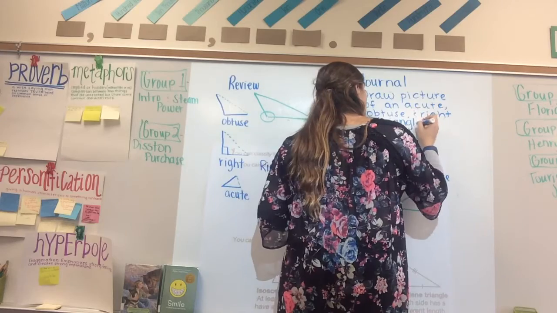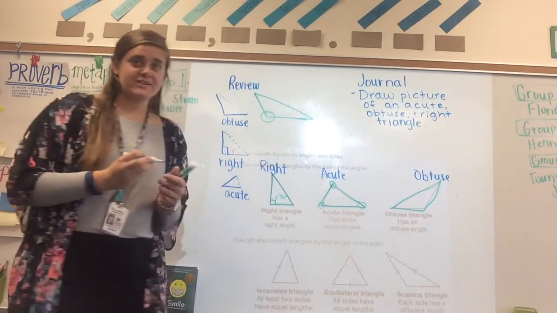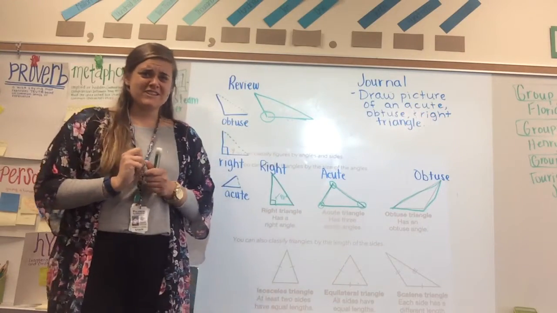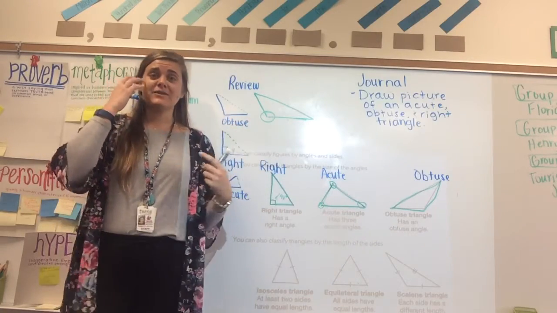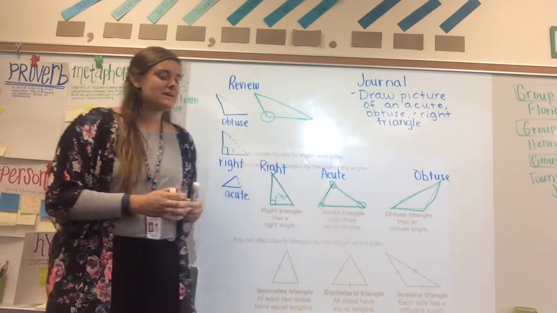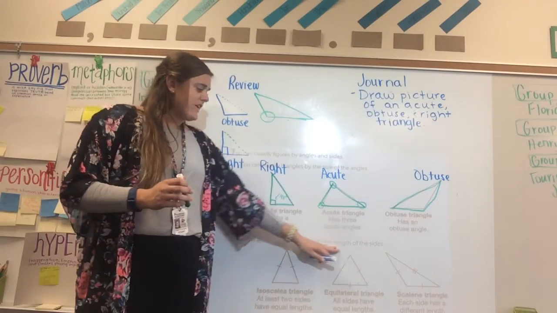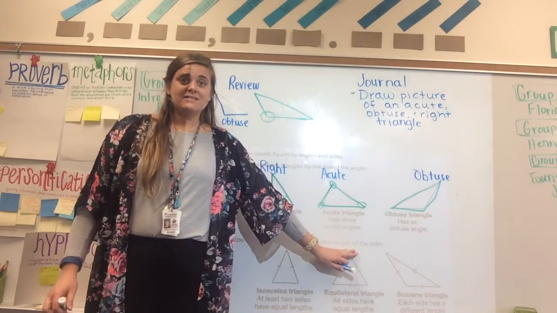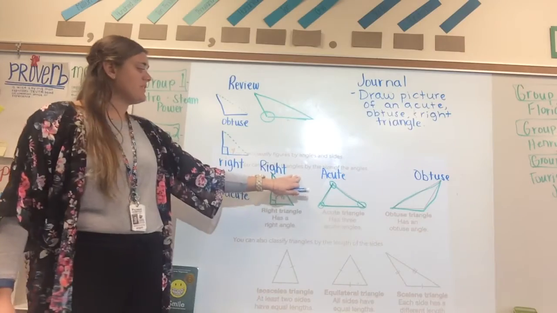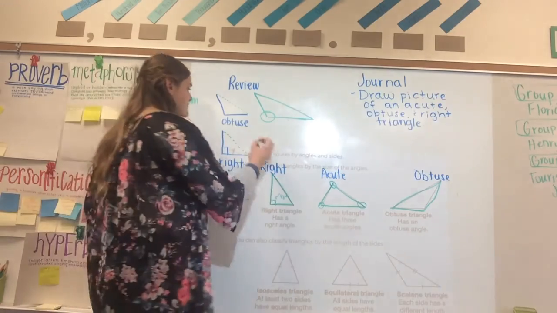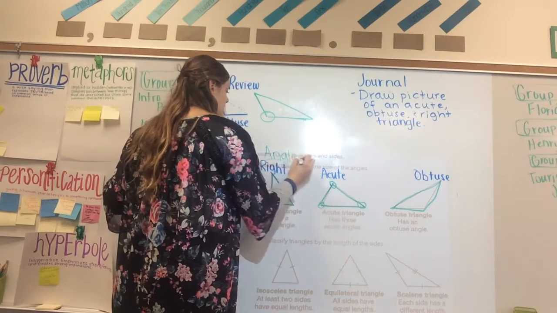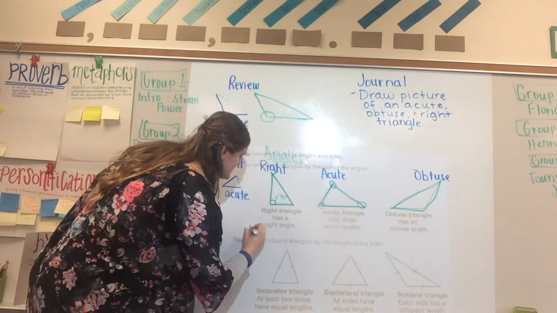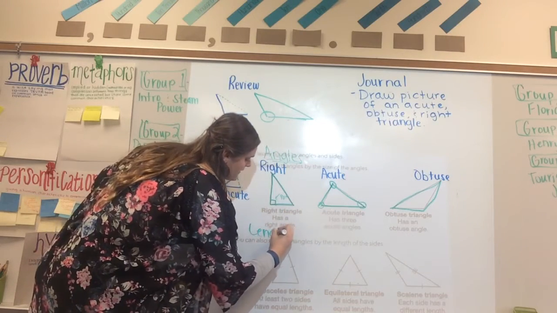We still have to learn about one more way to classify triangles. So you can classify triangles in these three ways, and again, you'll be getting this sheet tomorrow. We can also classify triangles by the length of their sides. These are about their angles. This is about the length of the side.